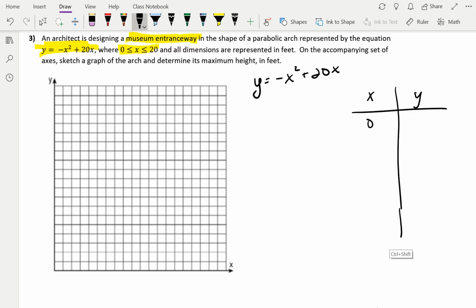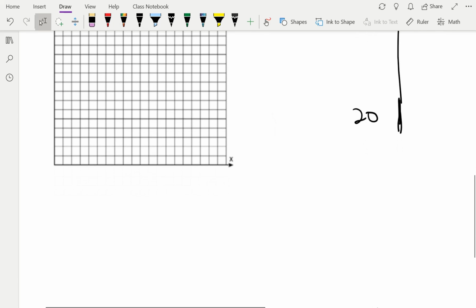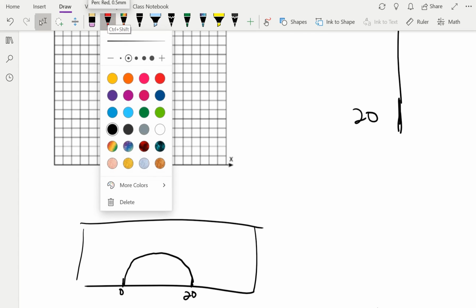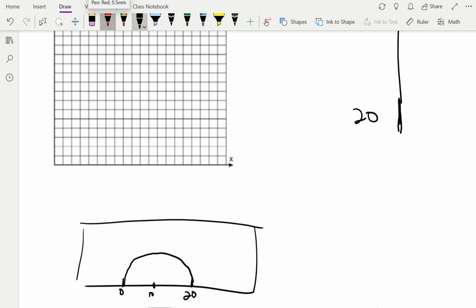from 0 to 20. Now, we should know where the middle of this is going to be, where that vertex or axis of symmetry is going to be. It should be directly in the middle if we're designing an archway or an entryway. So if I am designing an entryway into a museum, it would be from 0 to 20 feet because that's how wide it would be. That's what it would look like. So hopefully directly in the middle would be 10 feet.